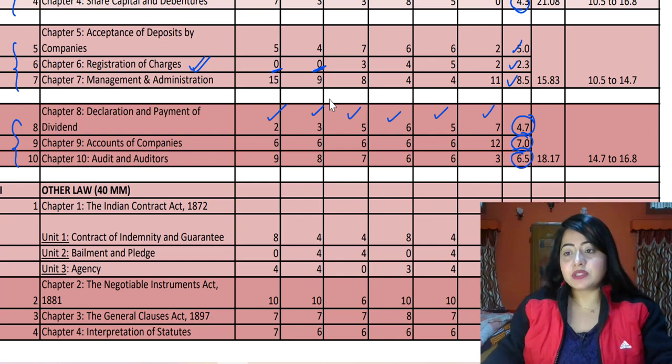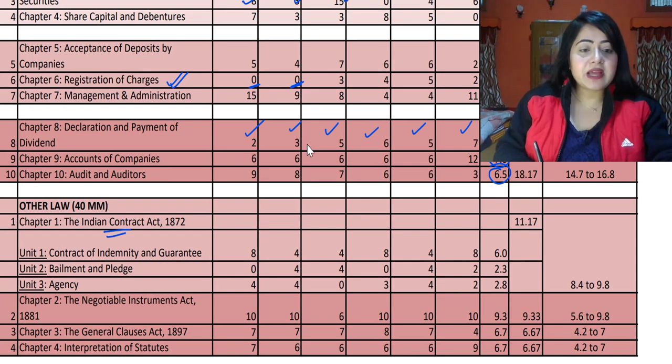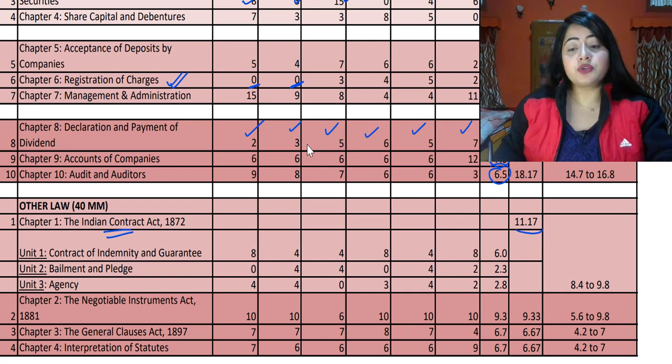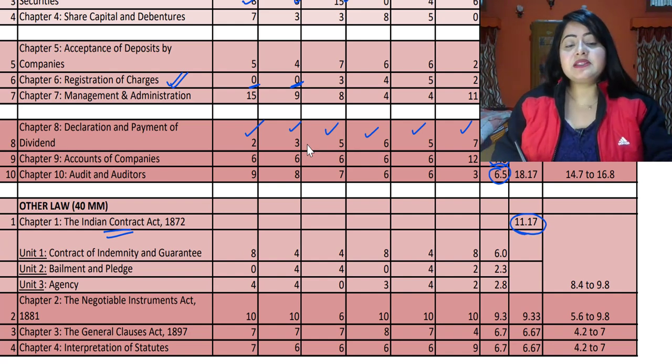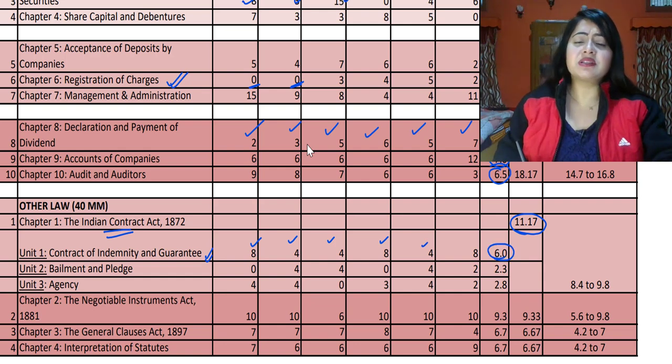Let's move on to other laws now. In other laws, the Indian Contract Act has a weightage of a total of 11 marks. Now in this there are three different units. The first one is indemnity and guarantee. It has been coming for the last 6 attempts. The average weightage is 6 marks. Sometimes it comes for 4 marks, sometimes it comes for 8 marks.